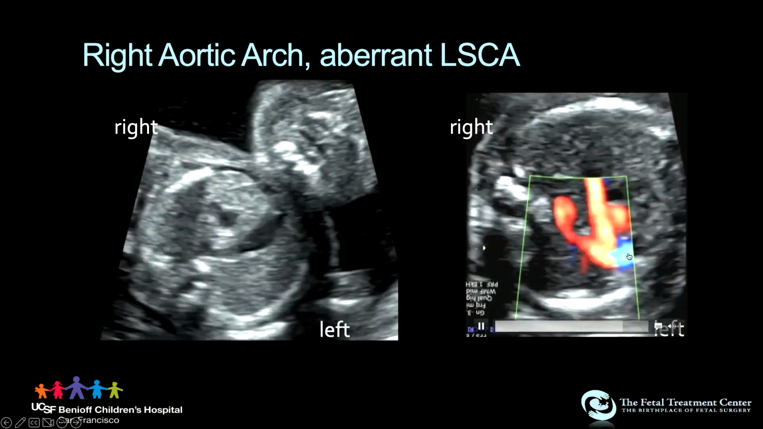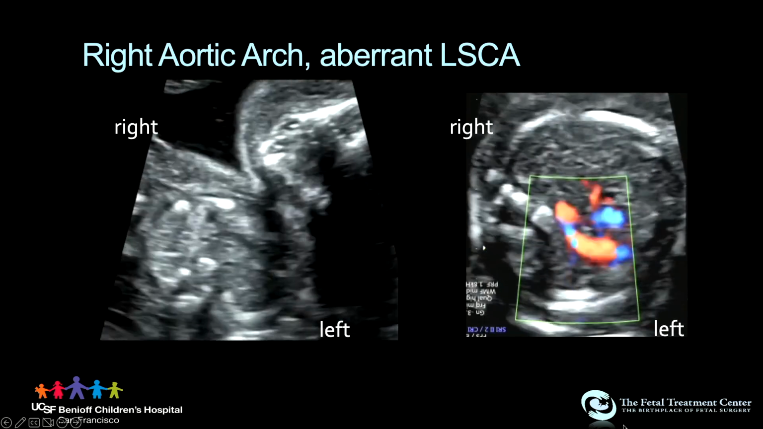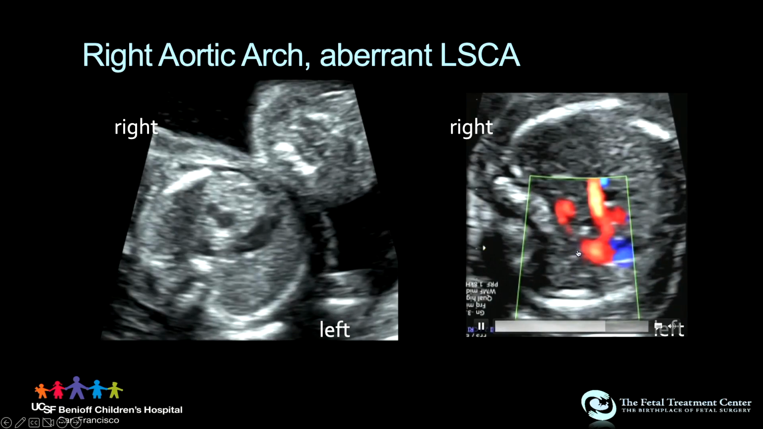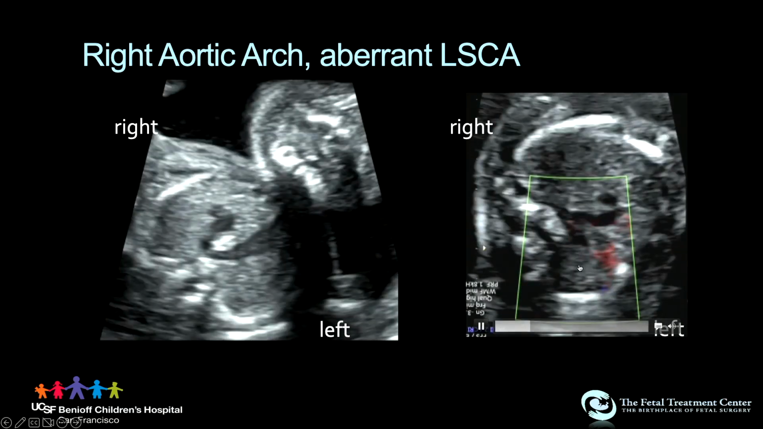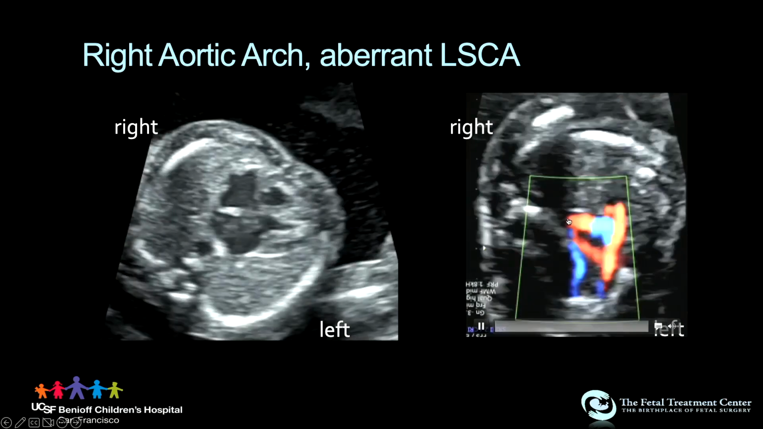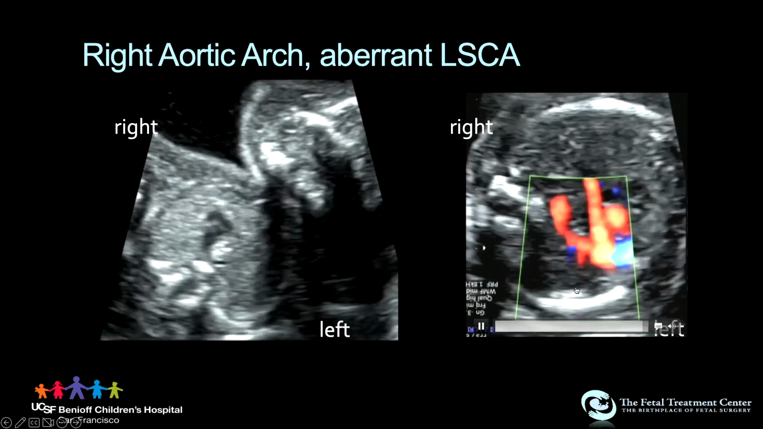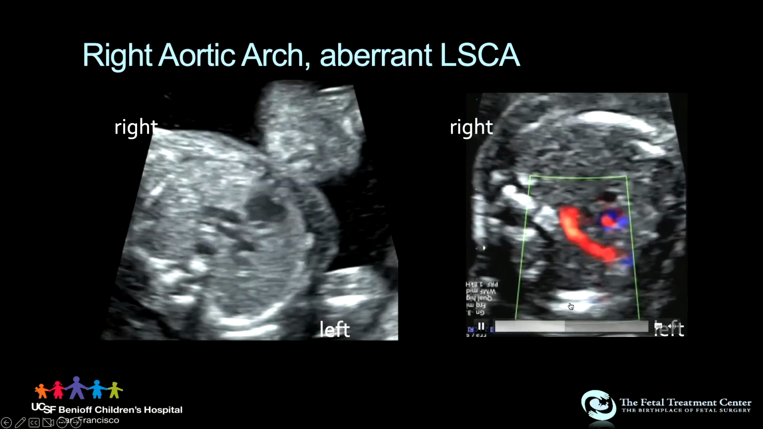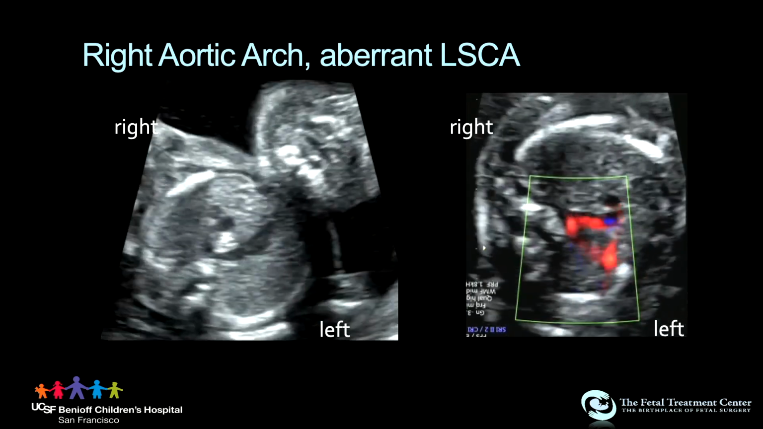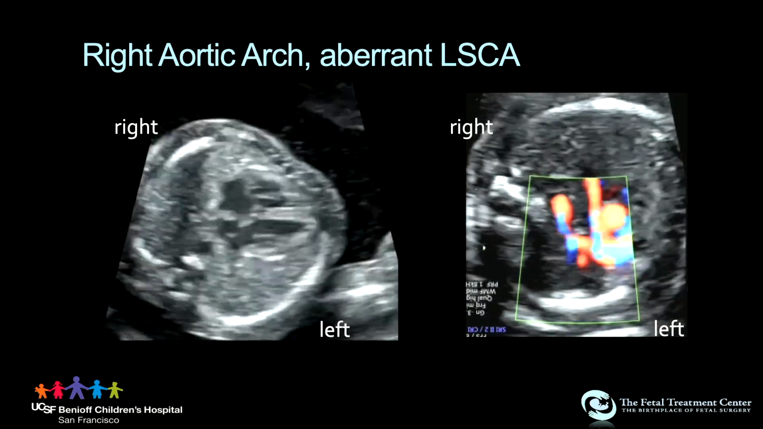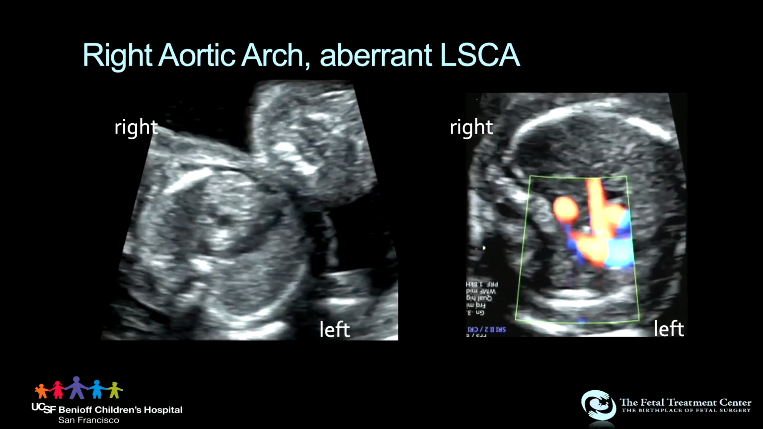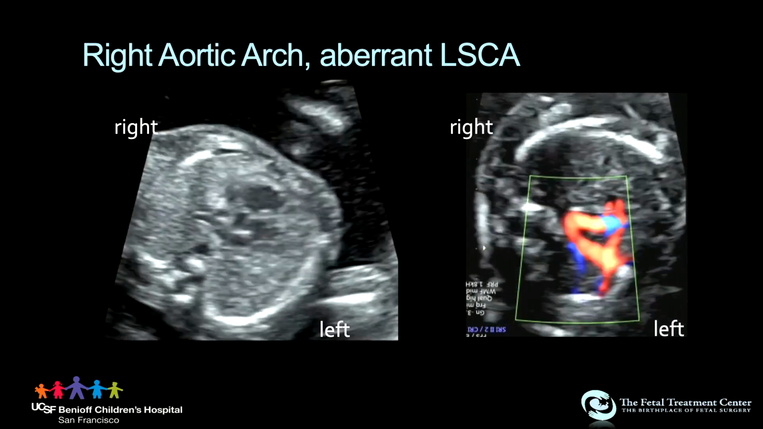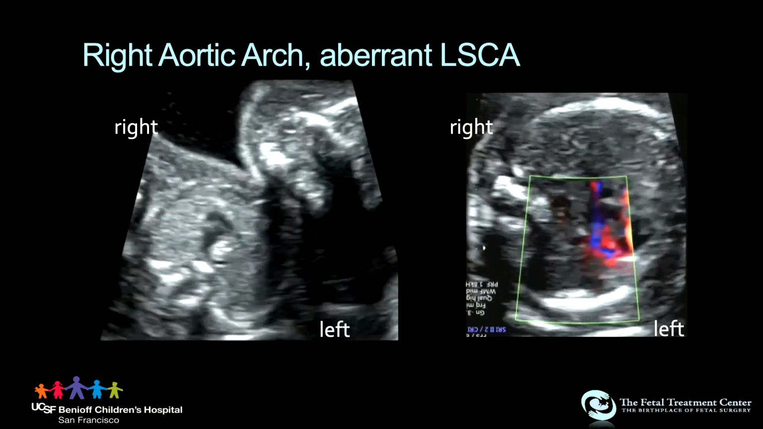So if you look at this color image here, this is right, this is left. You see this vessel traveling posterior to the trachea and the esophagus, this blue flow. This is the aberrant left subclavian artery that's traveling posteriorly over to the left side. When you're doing this image, you have to go past your typical 3-vessel trachea view and continue going up to see if there's anything crossing posterior to the trachea and the esophagus.